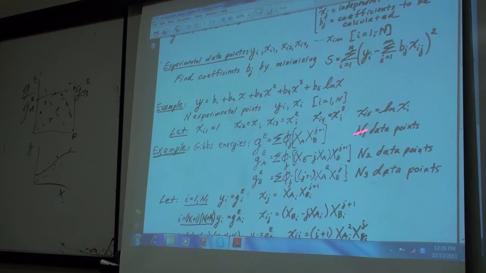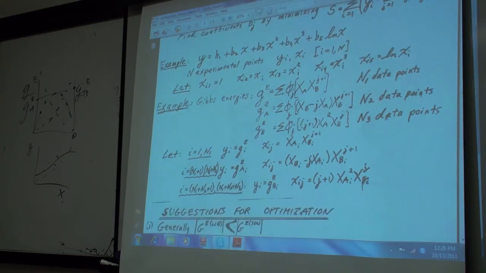So I have N1 data points in which I've measured GXS at different compositions, and they fit this equation. I have N2 data points in which I measured GXSA, and they must be fitted to this equation. And I have N3 data points in which I measured GXSB, which must be fitted to this equation, but the equations all have the same coefficients.